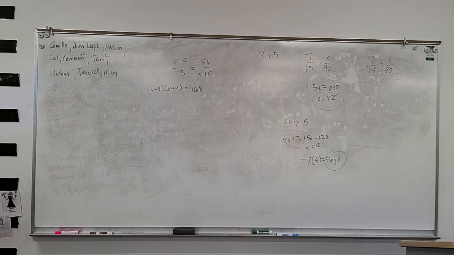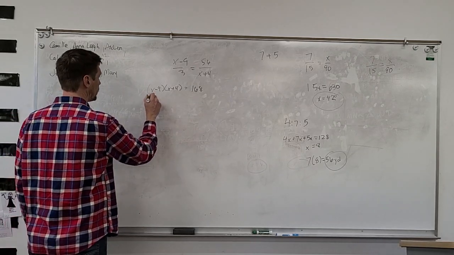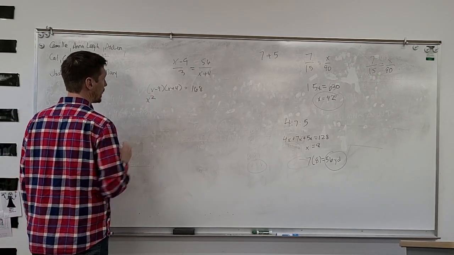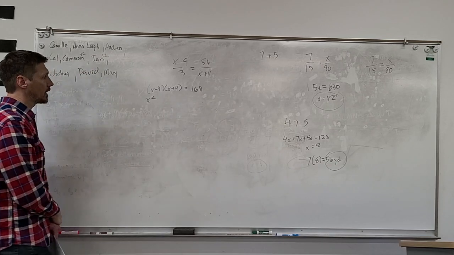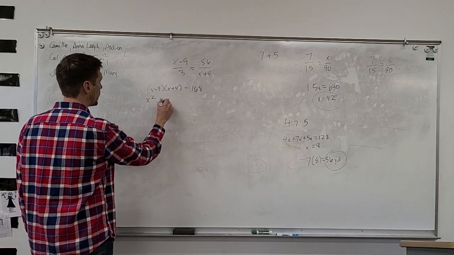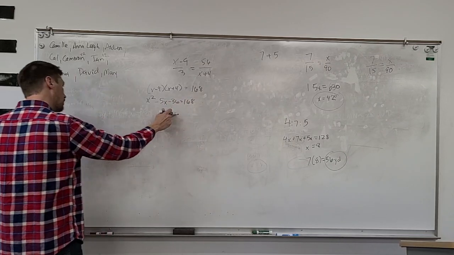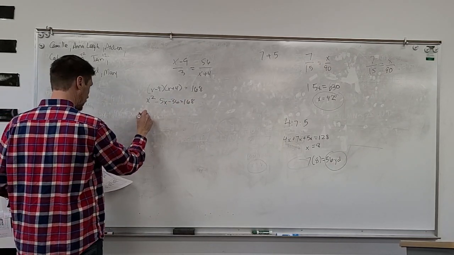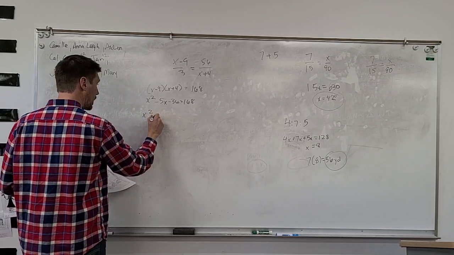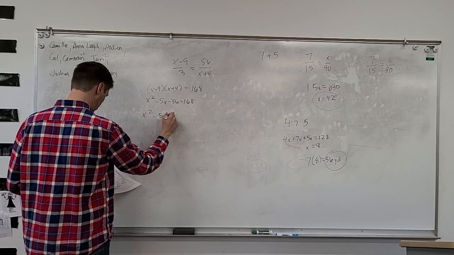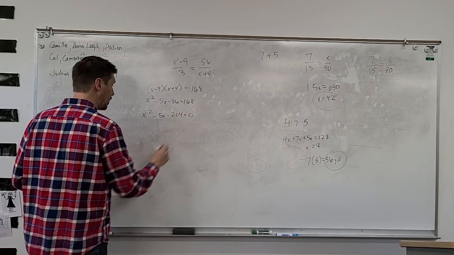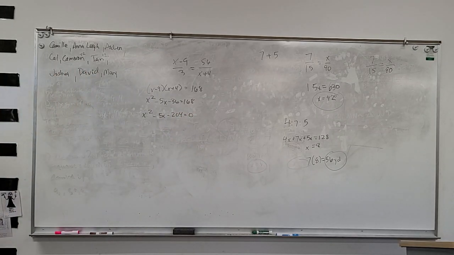And so for this one here, we actually get a quadratic equation, right? We have to use the FOIL method to get x squared plus 4x minus 9x, so negative 5x, minus 36 equals 168. Then we move the 168 over to this side, and you get x squared minus 5x minus 204 equals 0. That looks like great fun. So you're just trying to find factors of 204 where the difference is 5.